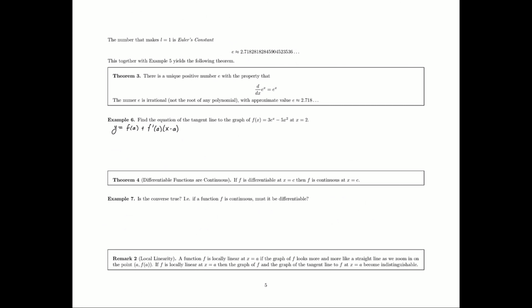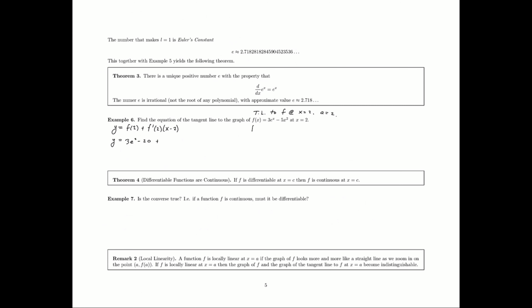So for us, since we want the tangent line to f at x equals 2, this tells us our a value is 2. So we can already fill in what f of 2 is. We can just plug in 2 into f. So let's go ahead and do this. Let's make these all 2's. F of 2 is 3e squared minus 20. So that whole thing is just f of 2.